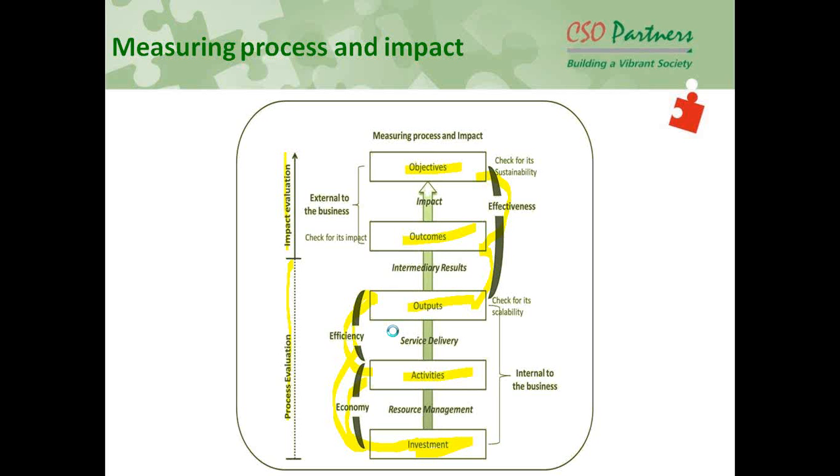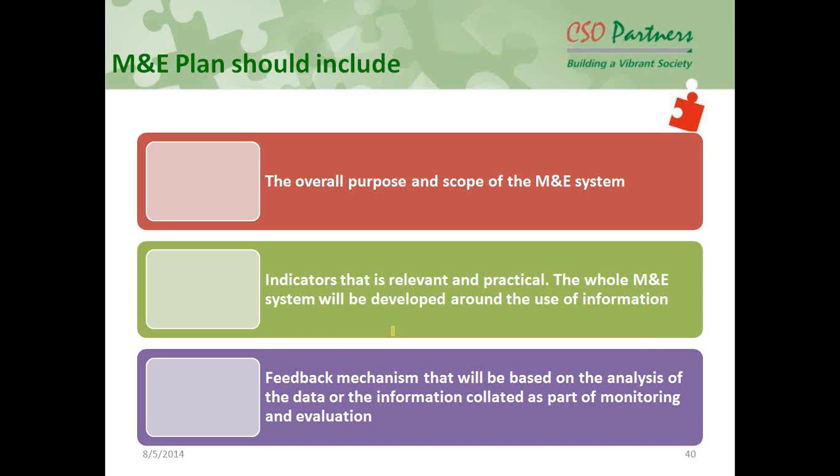Now, realistically, we'll keep the budget part for the next day. Let us do the M&E part today in a good manner. So the M&E plan should involve the overall purpose and scope of the M&E system, and indicators that are relevant and practical. The whole M&E system, M&E meaning monitoring and evaluation system, will be developed around the use of information, a feedback mechanism based on the analysis of the data or information collated as part of monitoring and evaluation.